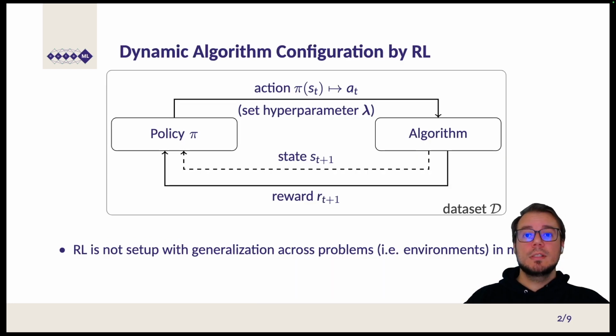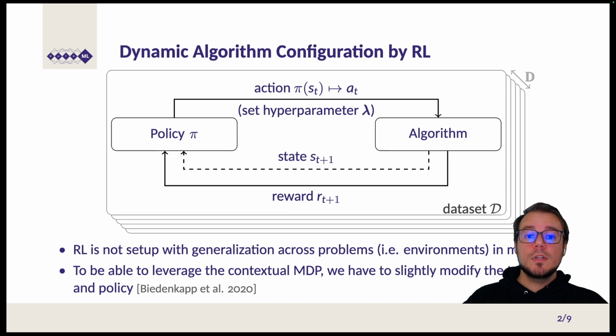For that, recall that in the RL background section, we discussed how an agent learns by interacting with an environment. However, in the DAC equivalent, an environment means that we have an algorithm that is solving a particular data set. And we don't want to learn configuration policies that only work for a particular data set. So RL in general is not set up with generalization in mind.